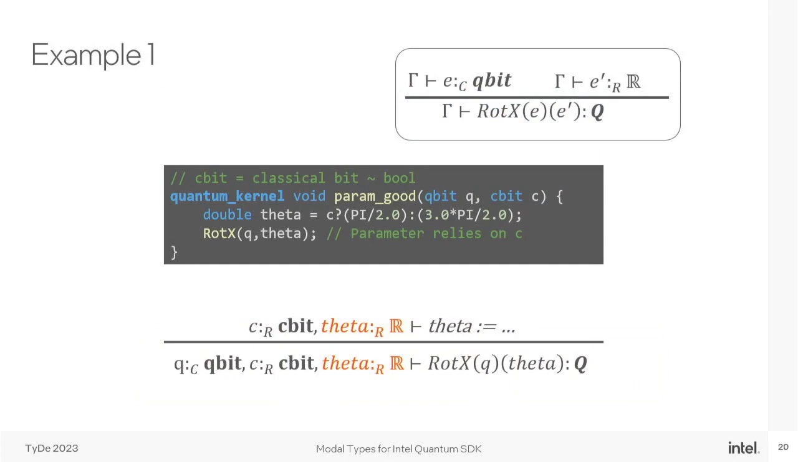Okay, so these rules do, in fact, enforce the guidelines as expected. For example, let's consider the good function that we saw earlier. In the first case, this function is well typed if the qubit argument is available at compile time and the c-bit argument is available at classical runtime. In that case, theta is also computed at classical runtime, and this can be used as a parameter in the rotation gate.